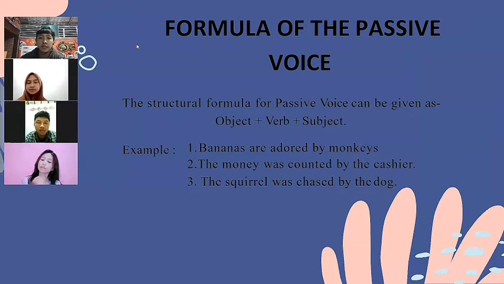Formula of the passive voice. The structural formula for passive voice can be given as object plus verb plus subject. Example 1. Bananas are adored by monkeys. 2. The money was counted by the cashier. 3. The squirrel was chased by the dog.